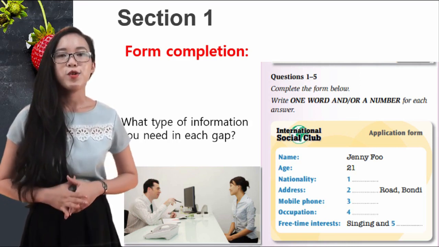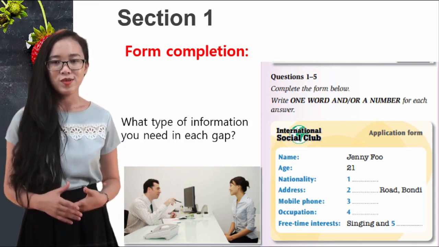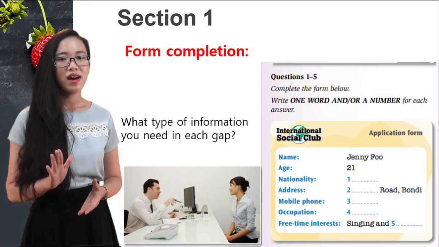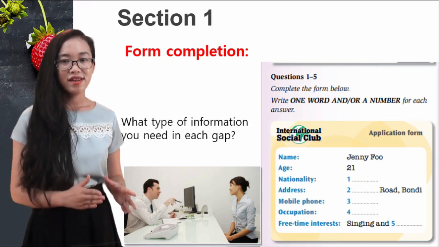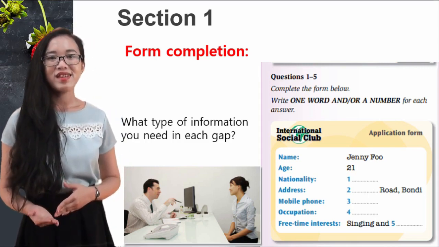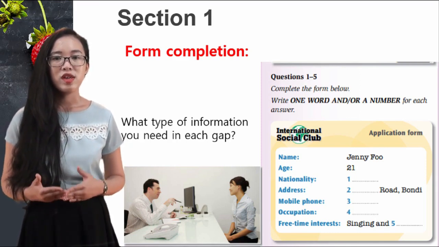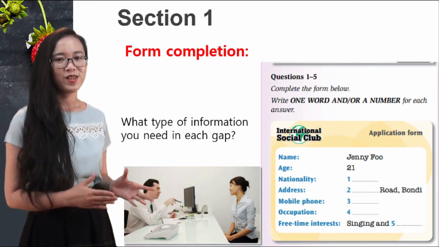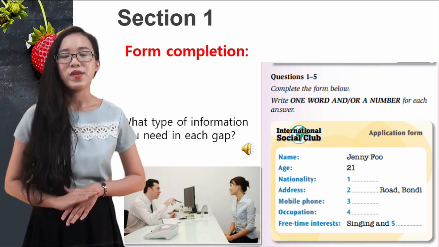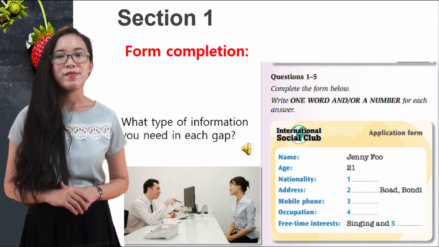Number 4, occupation. So this will be the profession of the student. So we expect a noun. Very good. Number 5, free time interest, singing and. So properly, in number 5, we need a gerund, so that it will be equivalent with the provided word singing. Now let's listen very carefully. The recording is played once only, and fill in your answer.